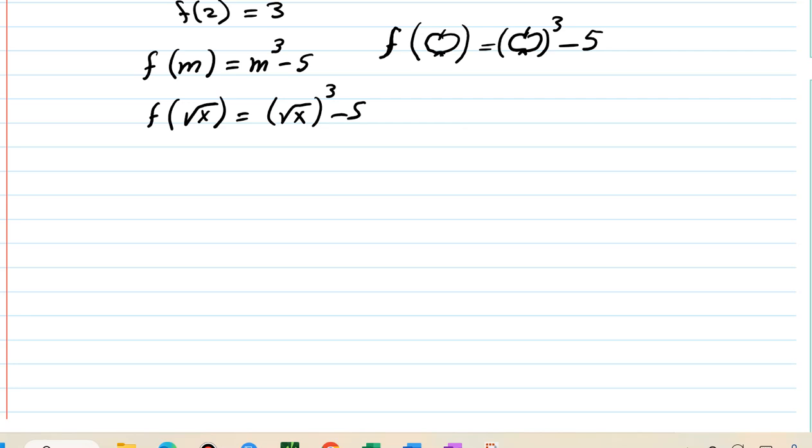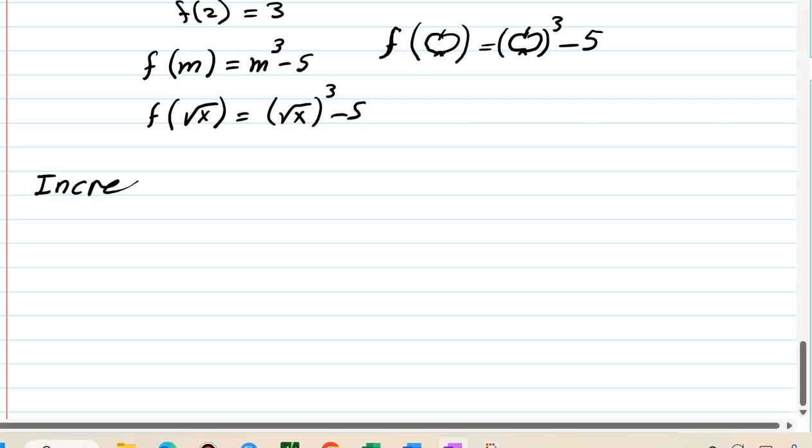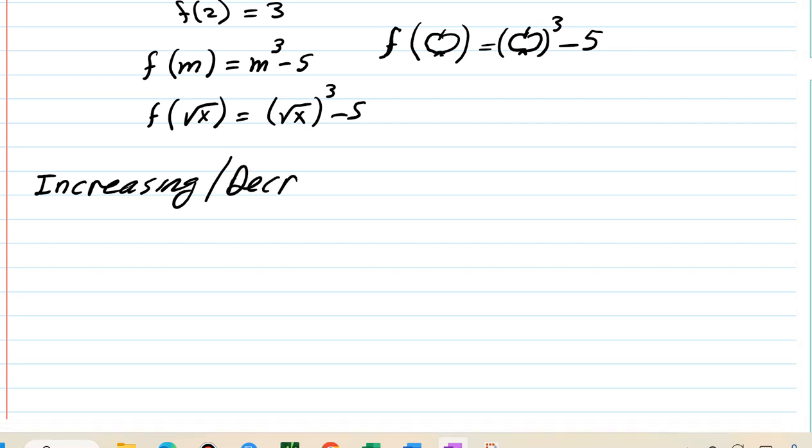Actually, let me hold that thought. There's one other thing I might as well talk about in here now, and then truly we'll be done with the lecture portion. Then I can look at all the examples that follow. So let's talk about increasing, decreasing, and constant functions. Those are the 3 types of functions.